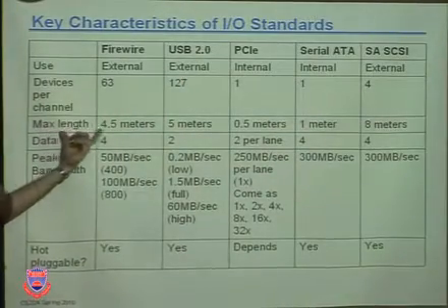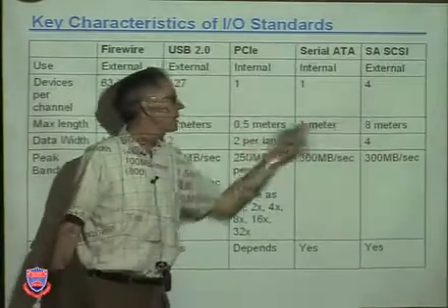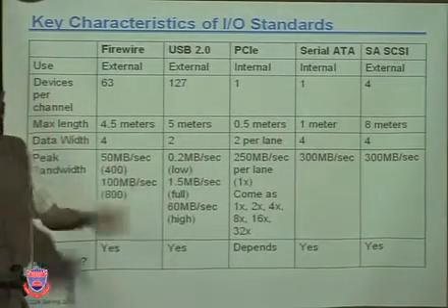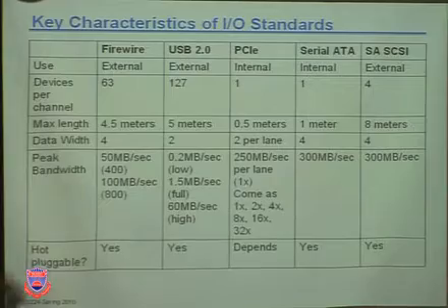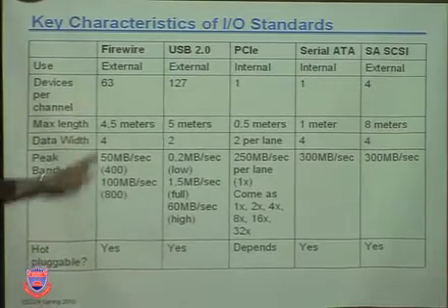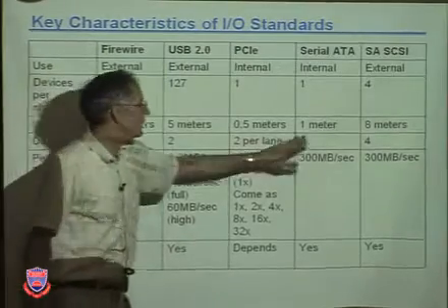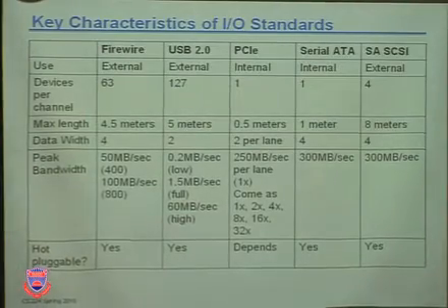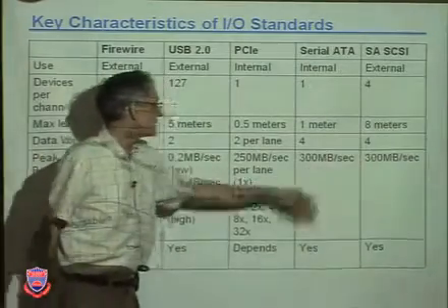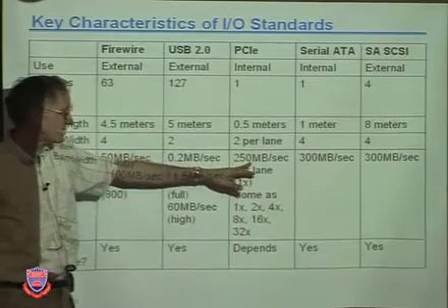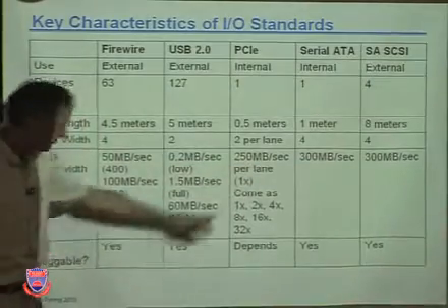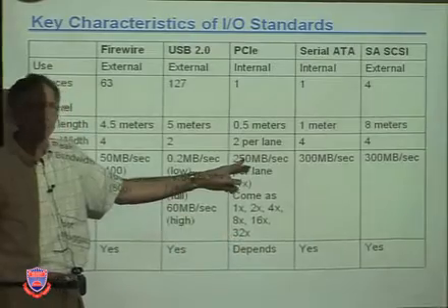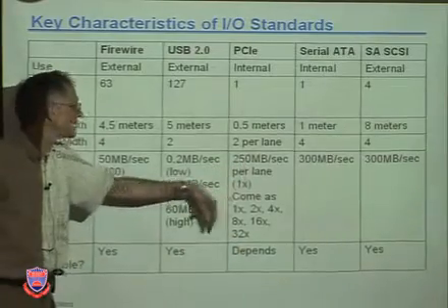Maximum length. Look, the inside the box ones are smaller, except for that one. The outside the box ones are longer. Remember, we talked about bus length, and it's related to the bus speed and number of devices. Data width, 4 bytes, 2 bytes, 2 per lane, 4 on 4. Peak bandwidth. How fast can this bus transfer stuff? 300 megabytes a second, 300 megabytes a second, 250 megabytes per second per lane. Well, look, it comes as many as 32 lanes. Oh my goodness, 32 lanes times that is going to be in the tens of gigabytes, right?